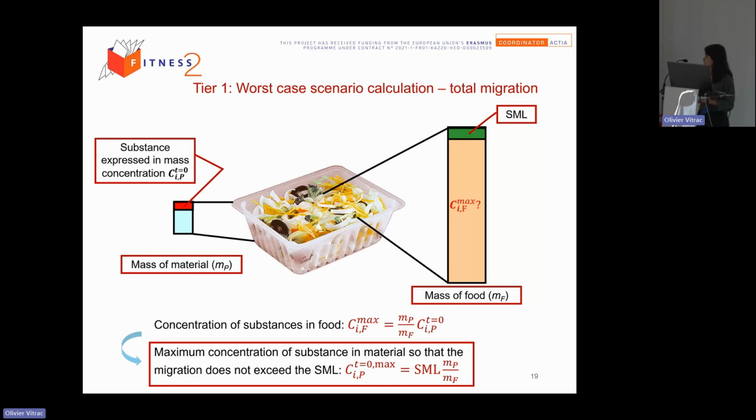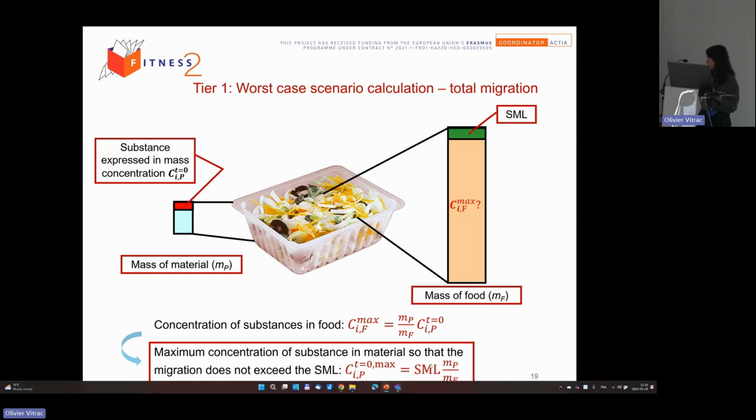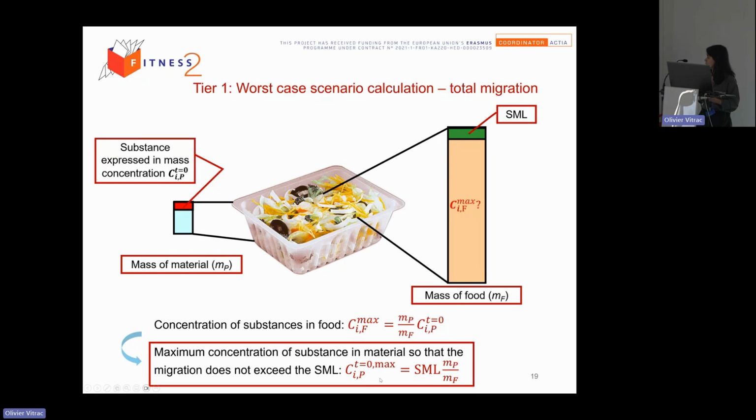The maximum concentration of substances in food is calculated by these equations, and in some cases we don't have, for example, CP0. CP0 is the initial concentration of this substance in the packaging. If we need to know that the migration does not exceed the SML, the specific migration limit, we can calculate in reverse to get the maximum initial concentration of substances in the packaging. And we can ask our suppliers if they can guarantee that this concentration in the packaging is less than this value.